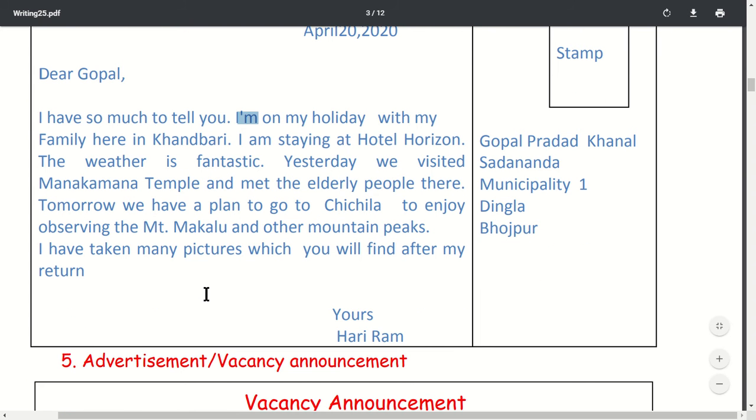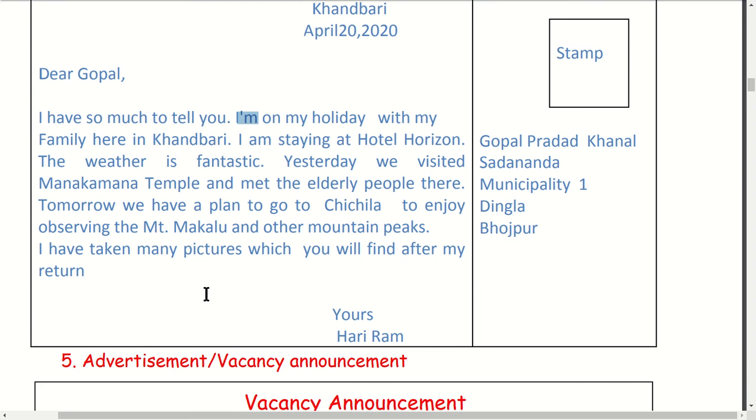It is to enjoy observing Mount Makalu and other mountain peaks. I have taken many pictures of Manakamana, of Khatbari, etc., which you will find after my return. Yours, Hari Ram. This is the writer who is writing the letter.